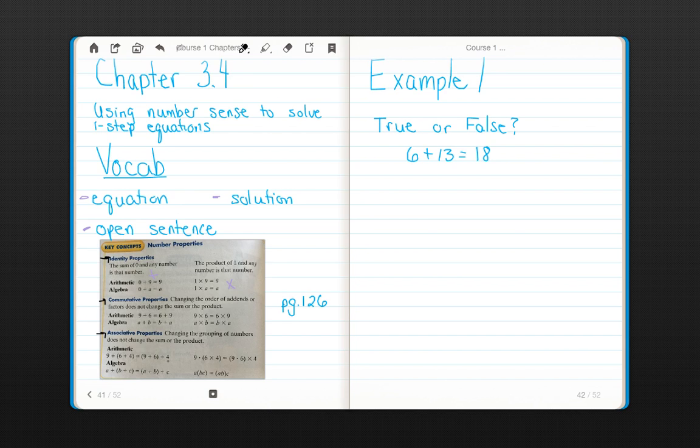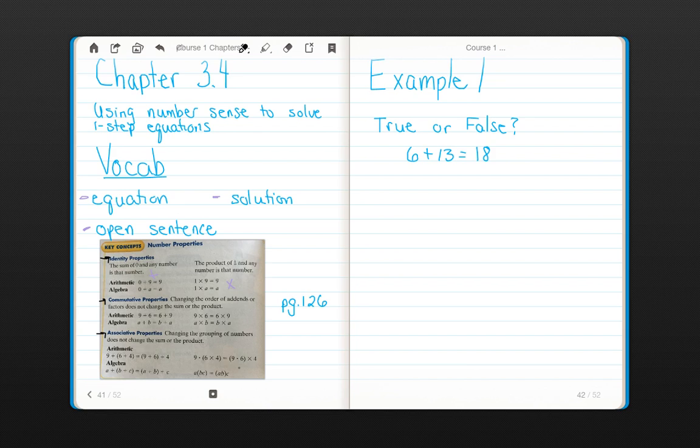So this says that 9 plus, parentheses, 6 plus 4 is the same as parentheses 9 plus 6 and then 4. You can prove that because 6 plus 4 is 10, 9 plus 10 is 19, 9 plus 6 is 15, and 15 plus 4 is also 19. So those are equal. The same is true with multiplication. You can move the parentheses and your product is still the same. All right, so let's take a look at example 1.